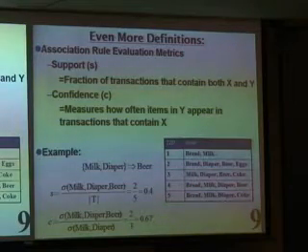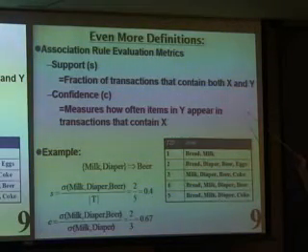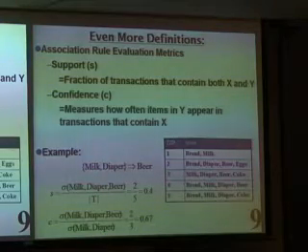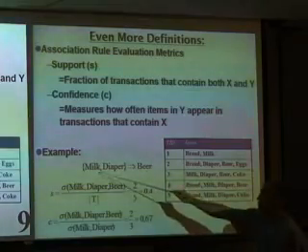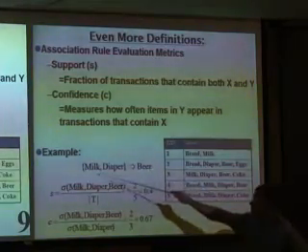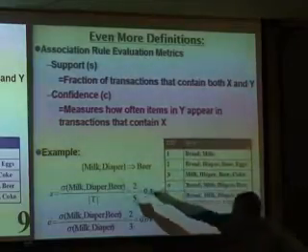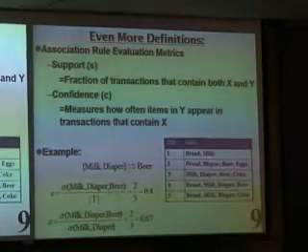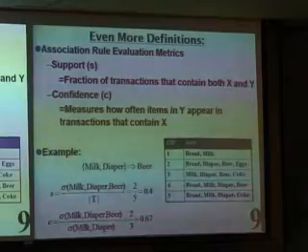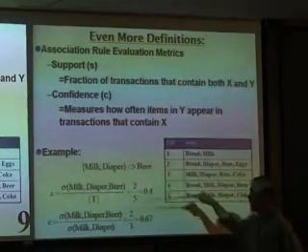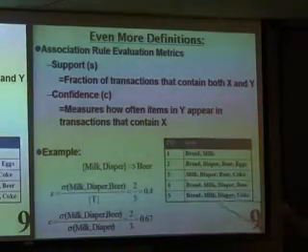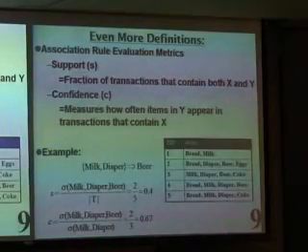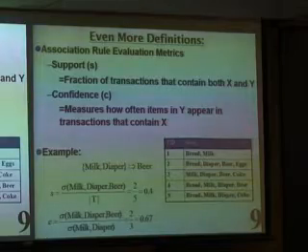Support is simply the fraction of transactions that contain both X and Y. We defined before the support for an item set. This is the support for an association rule. If you have the association rule, for example, milk, diaper implies beer, the support for that association rule is the support for the item set containing both sides. So the support of milk, diaper implies beer is the support for milk, diaper, beer, and again there's 2 out of 5. So the support for this association rule is 2 out of 5. What does that mean? It means that 2/5 of the transactions contain milk, diaper, and beer.